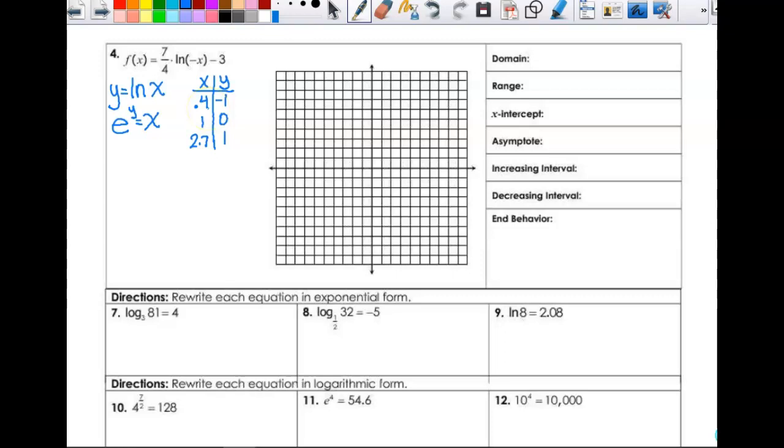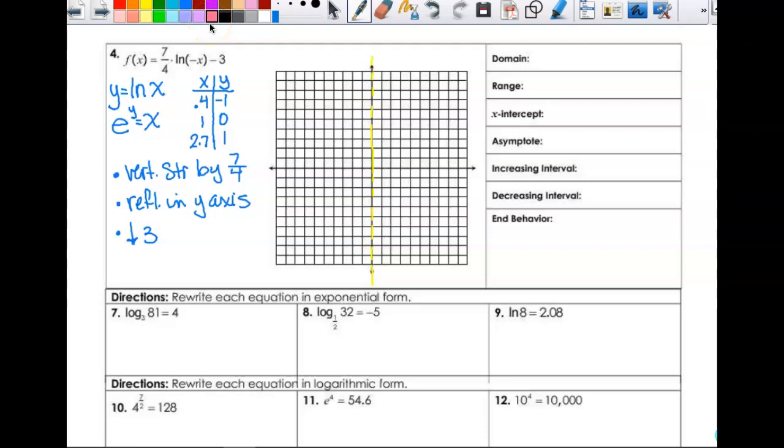Okay, things you need to know. 3 transformations. I have a vertical stretch by 7/4. I have a reflection in the y-axis. And I'm going to go down 3. I have a vertical asymptote for a log. I don't have any shifts left or right, so it's right here at x equals 0.